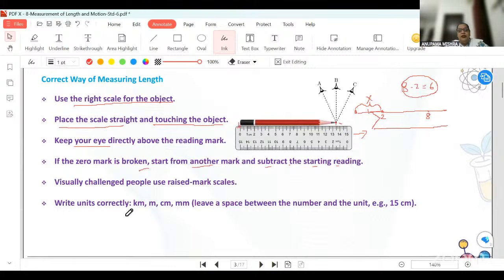And one more thing, children, you have to write the correct units like kilometer, meter, centimeter, millimeter, and always leave a space between the number and the unit, like 15, then leave a space, then centimeter. We are not writing like 15centimeter, no. 15, leave some space and then write centimeter. In this way, the accuracy you can understand.